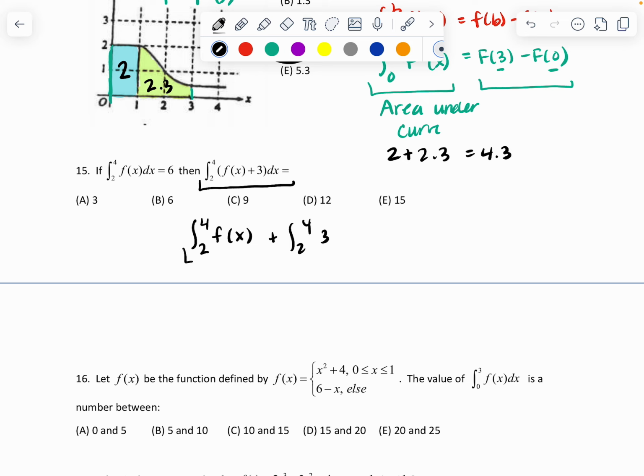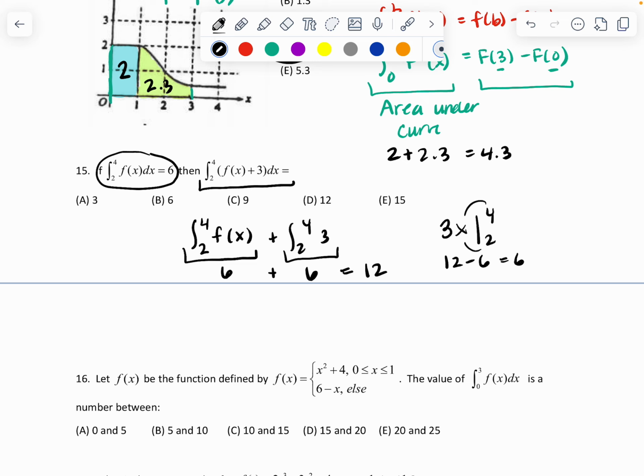Now this right here they gave me. They told me that the integral from 2 to 4 of f of x is 6. But this I actually have to find. So the integral of 3 is 3x, and I'm going to evaluate that from 2 to 4. If I plug this in, this is going to be 12 minus 6, which is 6. So this also happens to be a 6. That is a complete coincidence, by the way. And then 6 plus 6 is just 12, so this is going to be D. All right?